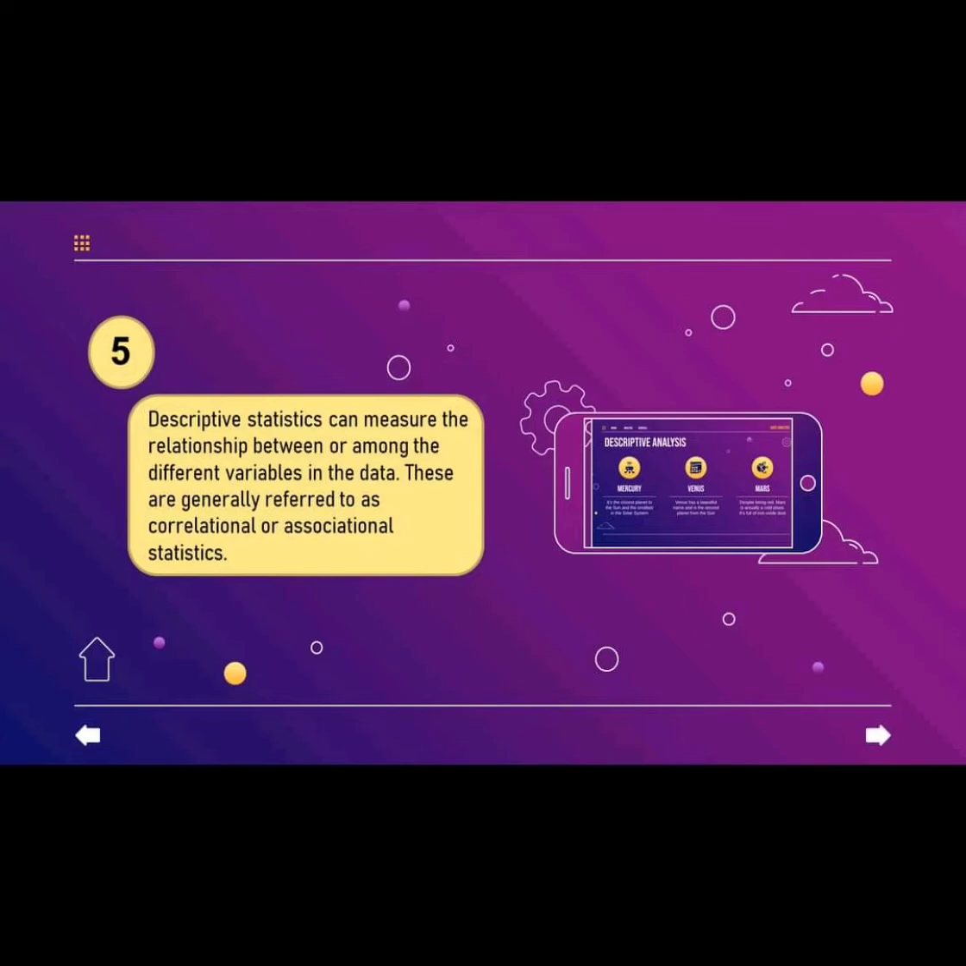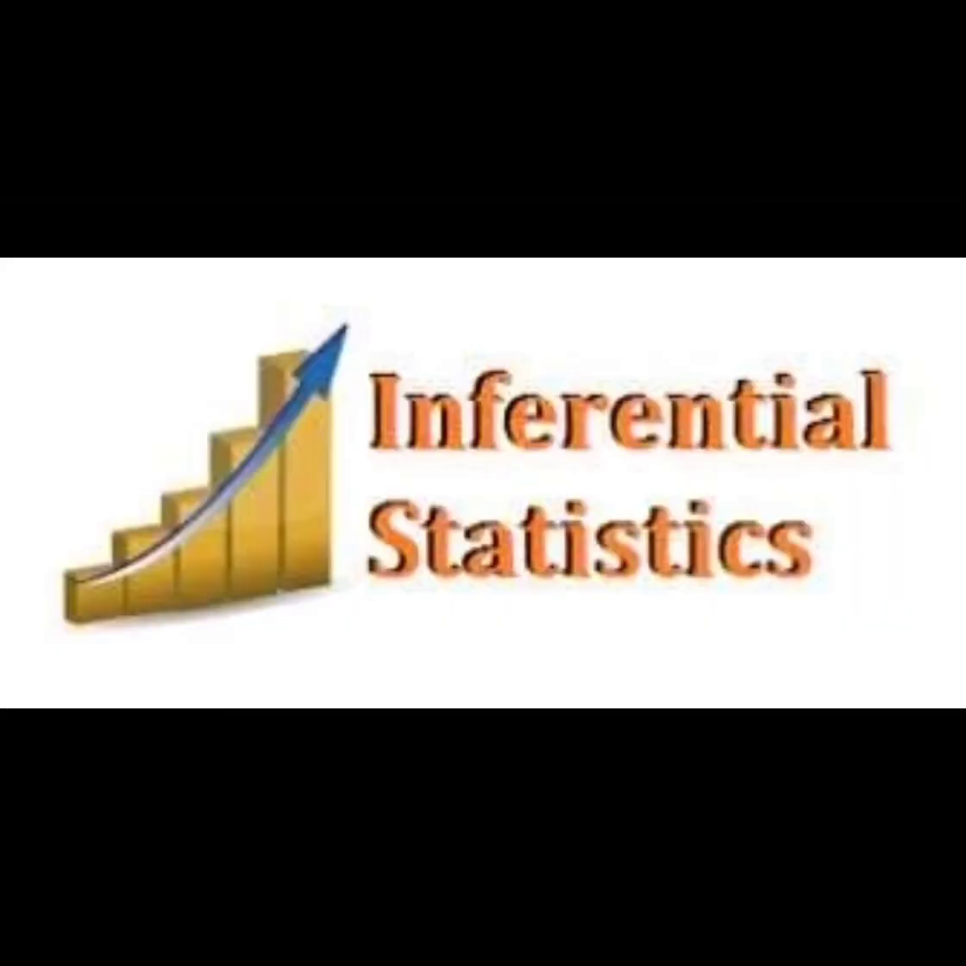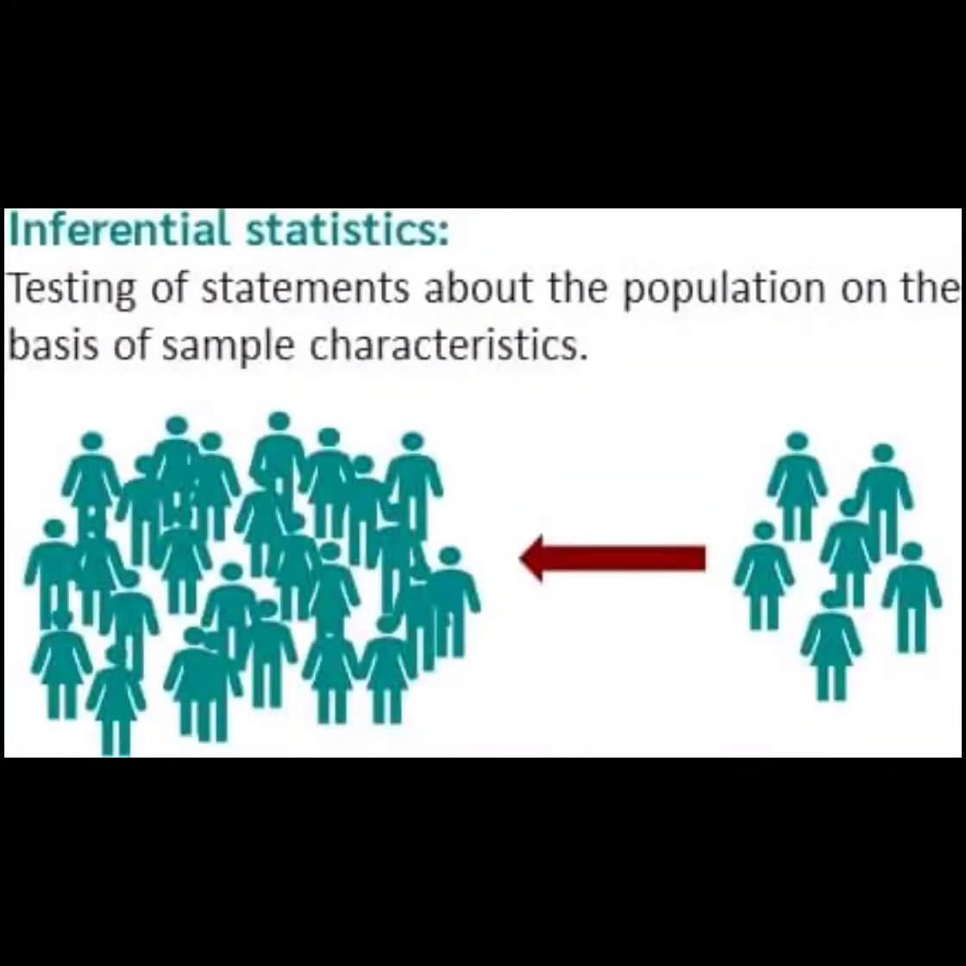5. Descriptive statistics can measure the relationship between or among different variables in the data. These are generally referred to as correlational or associational statistics. The sixth basic function that descriptive statistics can perform is to describe the difference between two or more groups of individuals. Inferential statistics. In inferential statistics, predictions are made by taking any group of data in which you are interested.